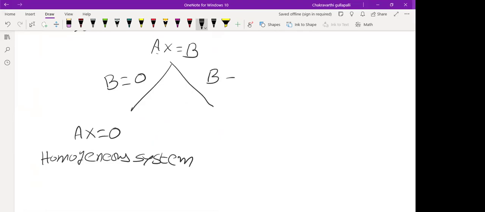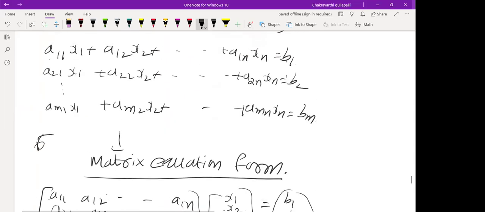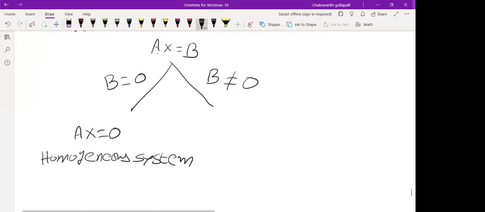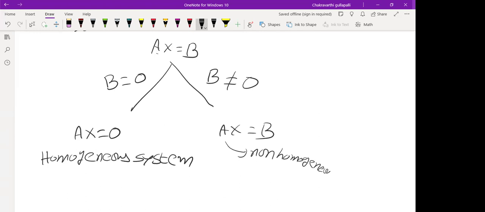If B is not 0, that is, at least one of B1, B2, up to Bm is not 0, then it is called a non-homogeneous system. Homogeneous system, non-homogeneous system. We want to find solutions, sometimes without solving, sometimes with a few steps.